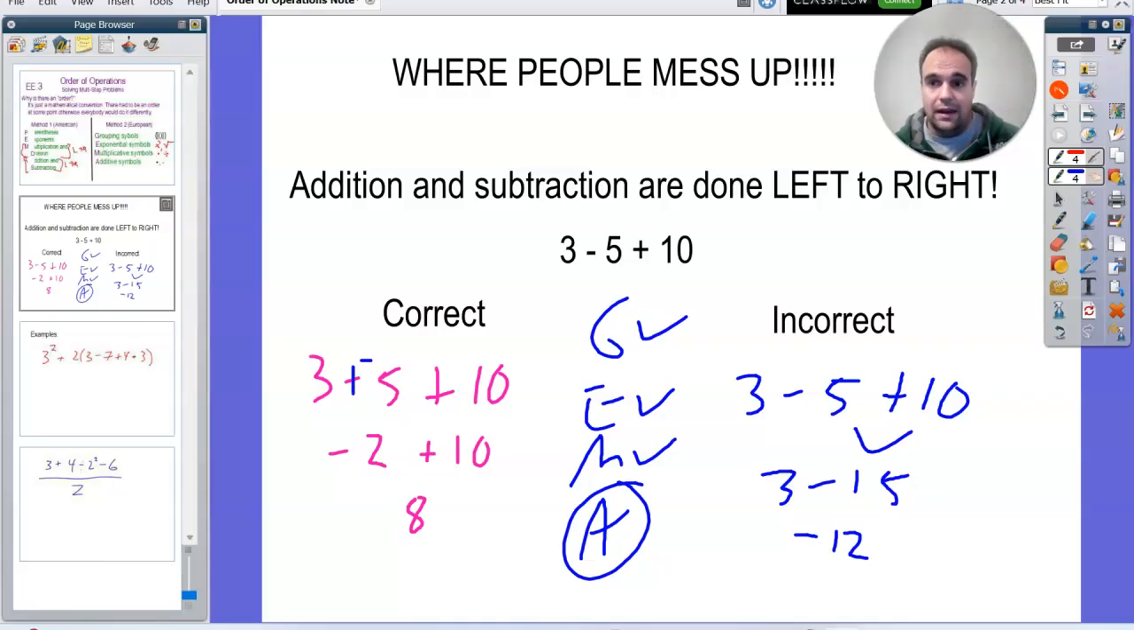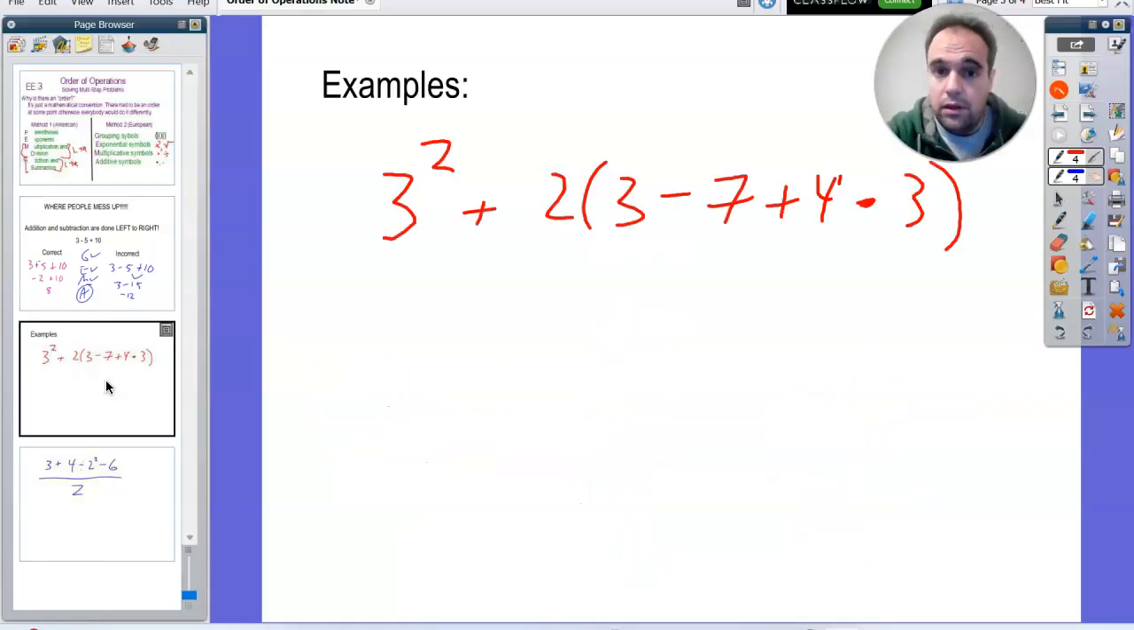It's just a shortcut for adding negative numbers. You're welcome. Subtraction is a lie. You're welcome. Anyway, let's go to some examples. Please get these down, looking in your notes.